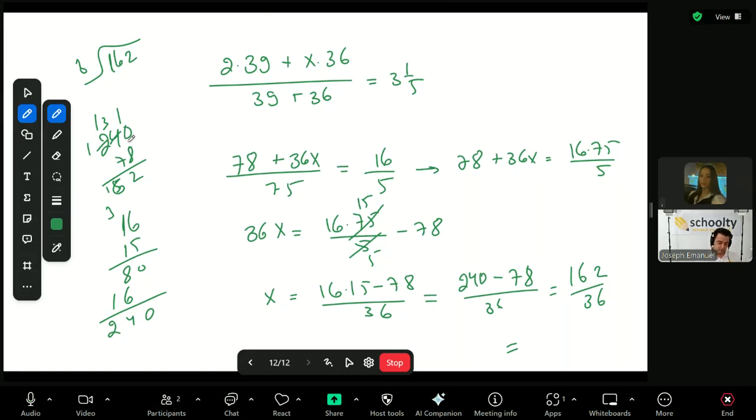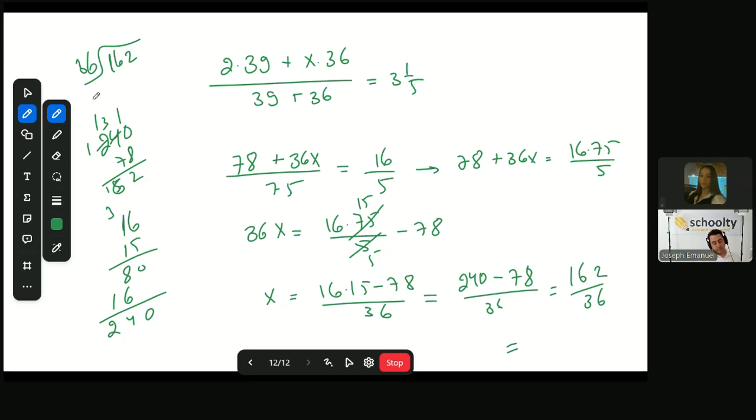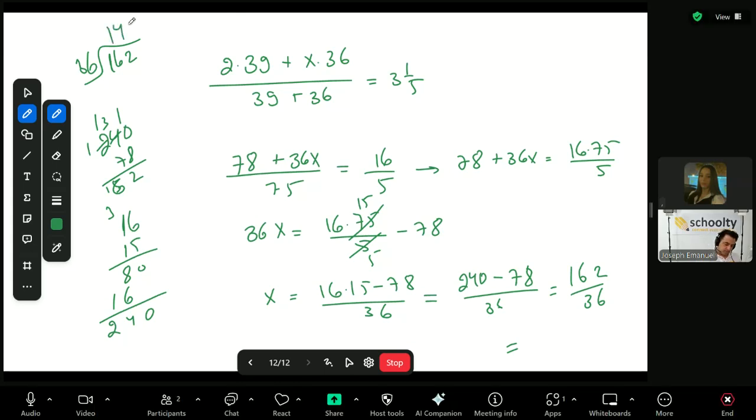How do we solve 162 on 36? Long division. Look, multiply by 4. How much is 4 times 36? It's 144. So 162 minus 144 leaves 18.